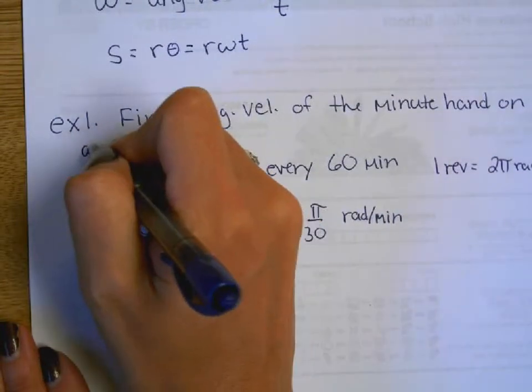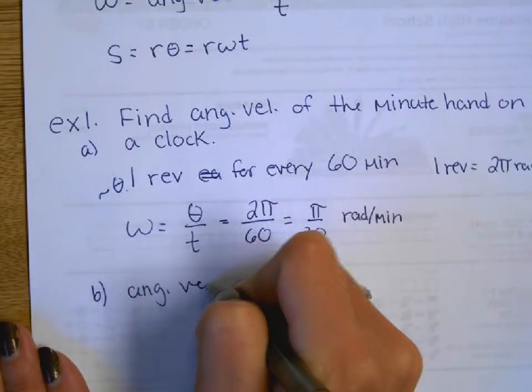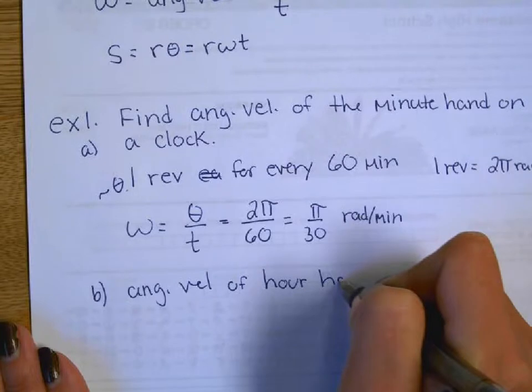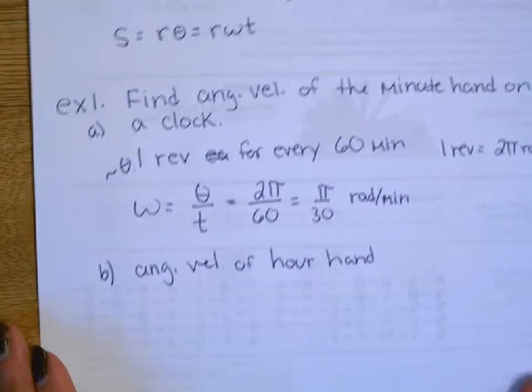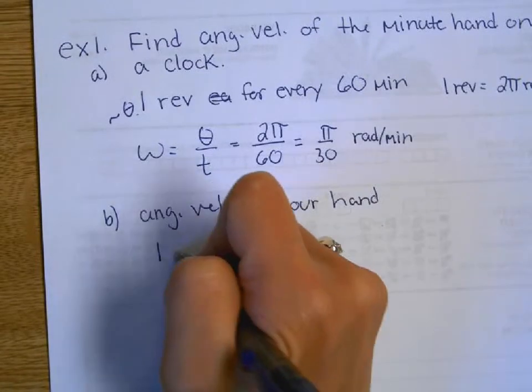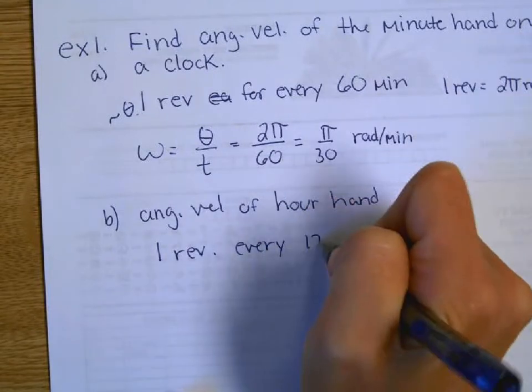We'll call that part A. Can you find the angular velocity of the hour hand? Tell me what you know about the speed of the hour hand on the clock. 1 revolution every 12 hours. That hour hand, when's the next time it's going to be back at that spot? 12 hours. So it makes 1 revolution every 12 hours.